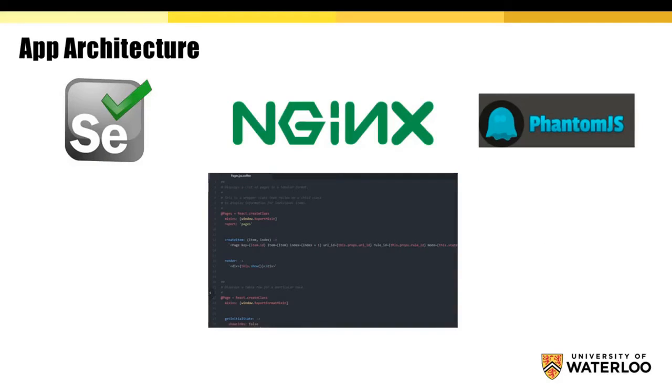The app uses Nginx and Passenger for its web server. Nginx is a very common web server, and Passenger is a web server that integrates Rails applications with Nginx. And to do its web crawling, the app uses Selenium, a framework for automated web browsing, and Phantom.js, which is a headless web browser. On the front end, the app uses technologies such as React, CoffeeScript, and Bootstrap.